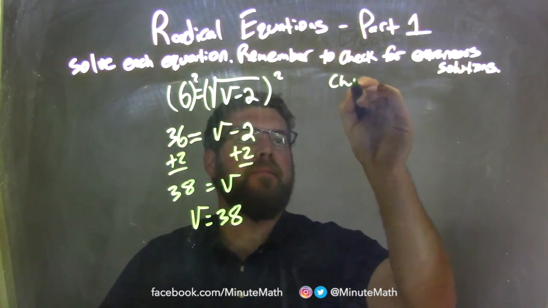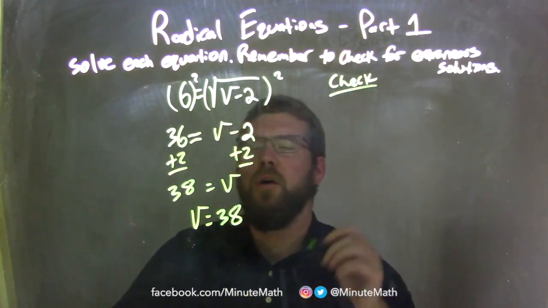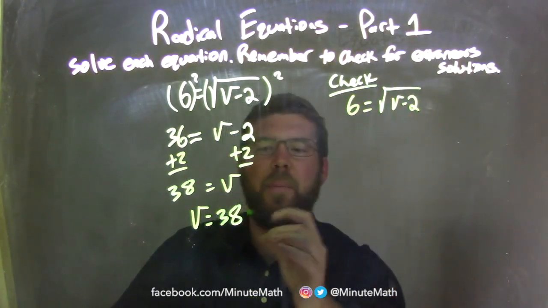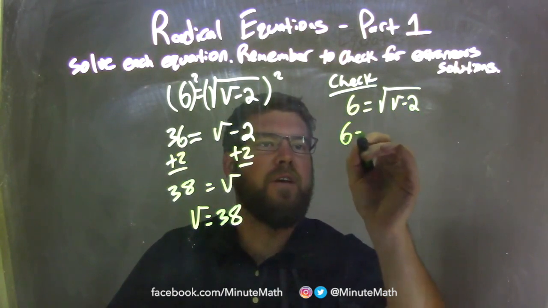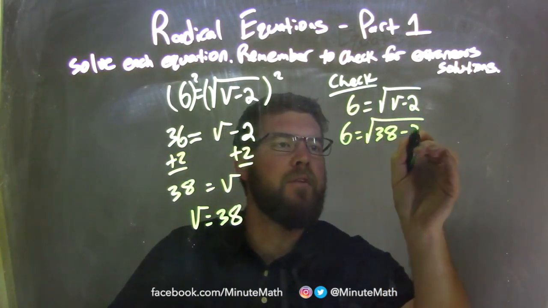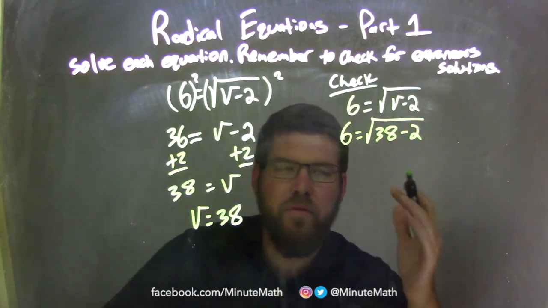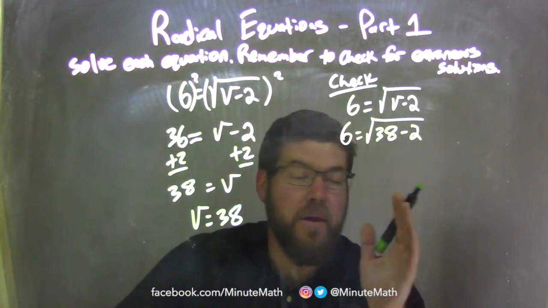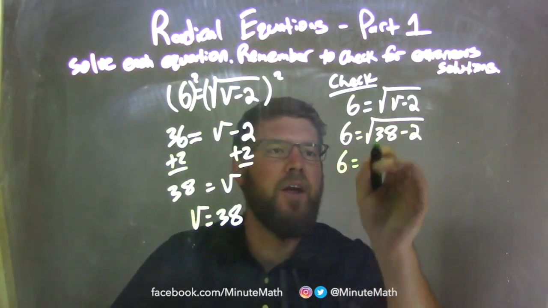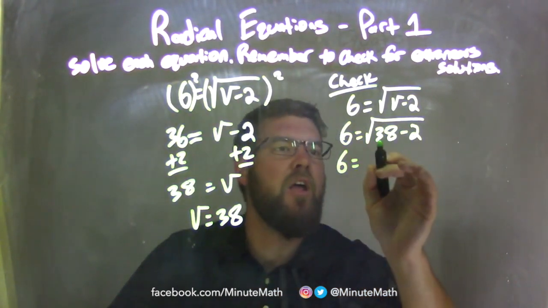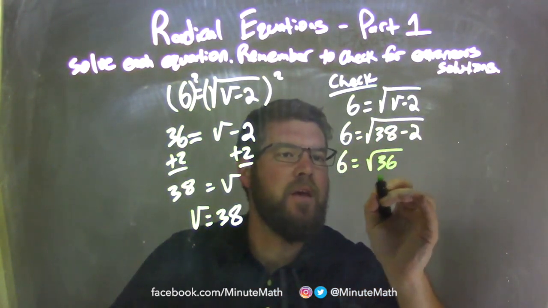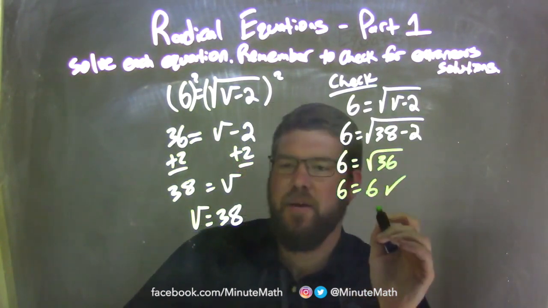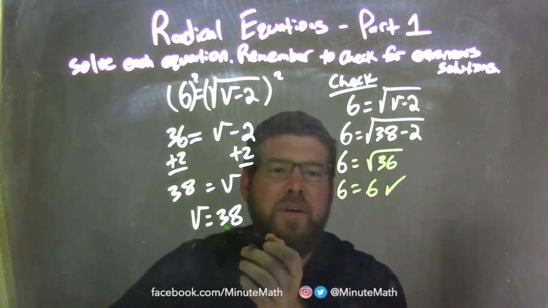But now I need to check. Okay? So to check here, I write my original equation, 6 equals the square root of v minus 2. And then I'm going to plug in a 38 for v. So 6 equals the square root of 38 minus 2. So now I'm going to simplify, and keep everything on each side of the equal sign, right? So 6 stays by itself here, and I'm going to simplify on this side, and hopefully we get a 6. 38 minus 2 is 36. Square root of 36 is just 6. And there we go. 6 did equal 6, so we're good. And so our answer of v equals 38 was correct.